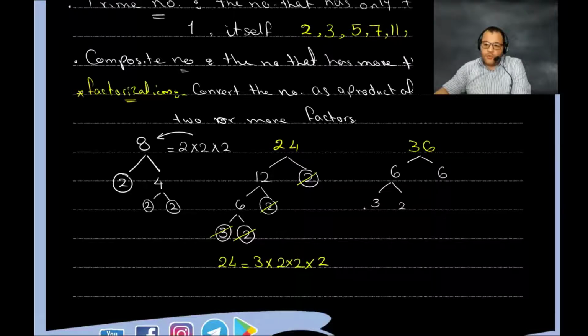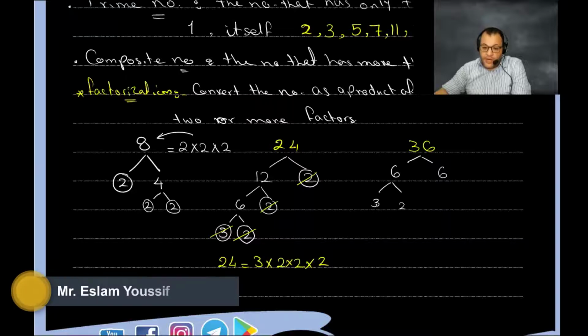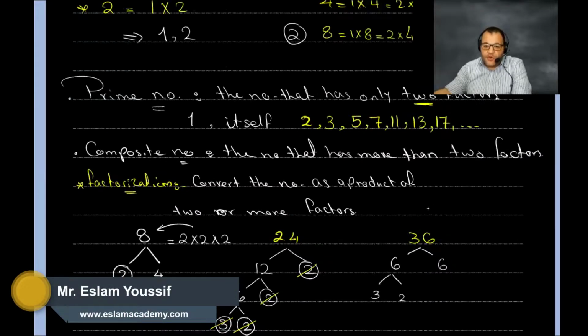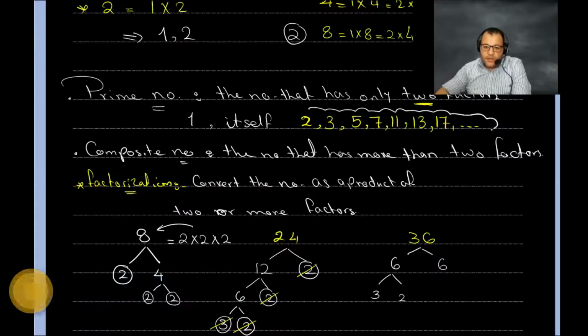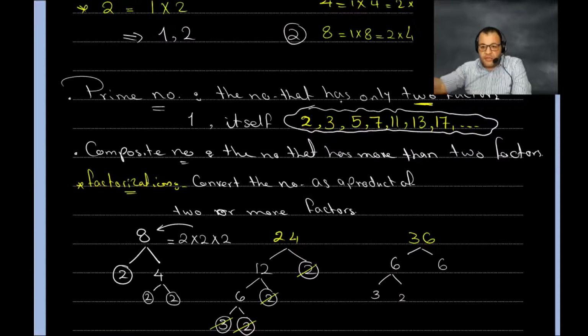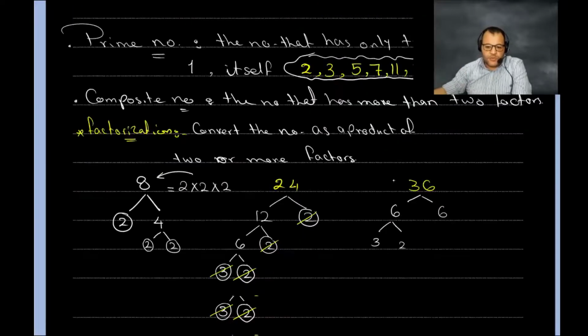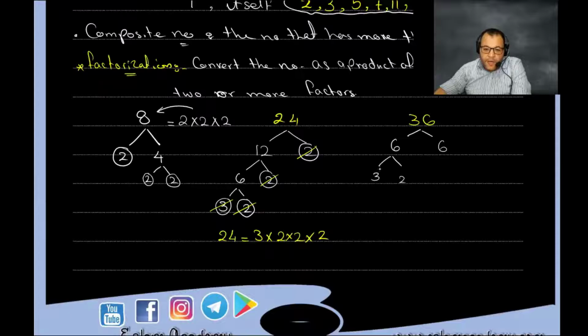3 is a prime or composite number? Not composite. Can you find any two numbers if you multiply them? No, it's a prime number. So the prime numbers, you have to memorize this part: 2, 3, 5, 7, 11, 13, and 17, and so on. Because it's a prime, I will put it inside the circle because I will need it later.